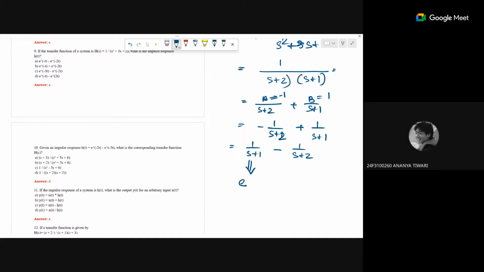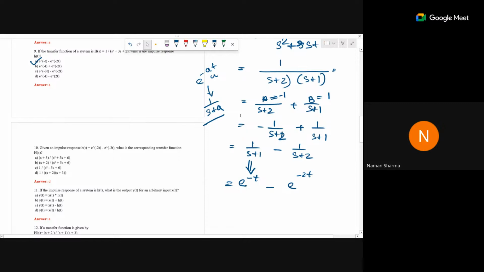Now what will be the inverse Laplace of this one? e to the power minus t. And this one? e to the power minus 2t. Because e to the power of minus at times u(t) has Laplace transform 1 by (s+a). That's why I took the inverse Laplace and got this. So this will be our answer.